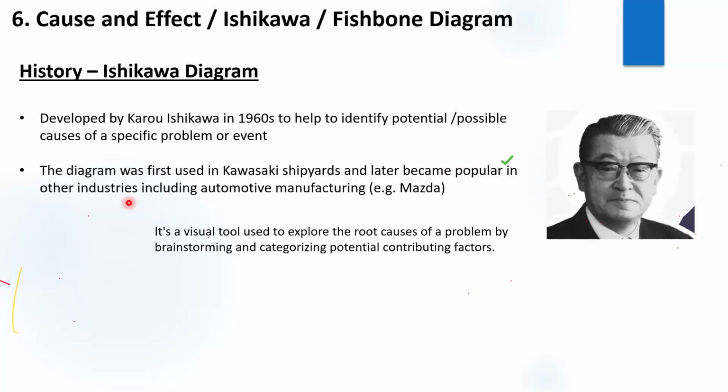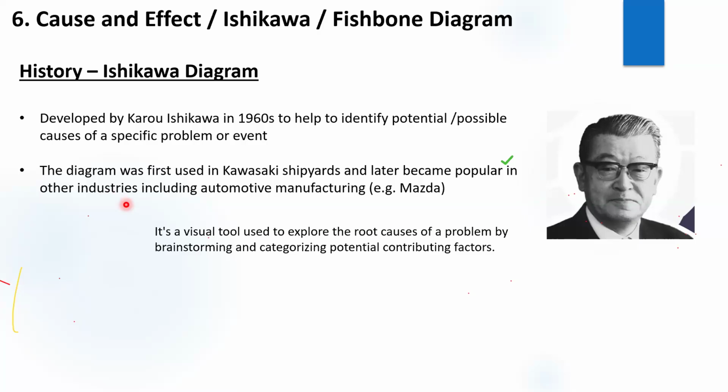Okay. So that is a history. First time Mr. Ishikawa used this diagram in Kawasaki shipyards. Kawasaki is a Japanese company, and first time the fishbone diagram is used in Kawasaki, and it became popular in other industries, including automotive manufacturing. For example, Mazda. Mazda is the automotive company who first used the Ishikawa diagram. So it is a visual tool to explore the causes of the problems.